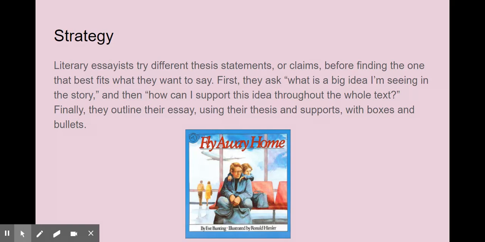First, they ask, what is a big idea I'm seeing in the story? And then, how can I support this idea throughout the whole text? So how can I show that this big idea is true to the text? Finally, they outline their essay using their thesis and supports with boxes and bullets. So we're going to do a lot of planning of our essay today.